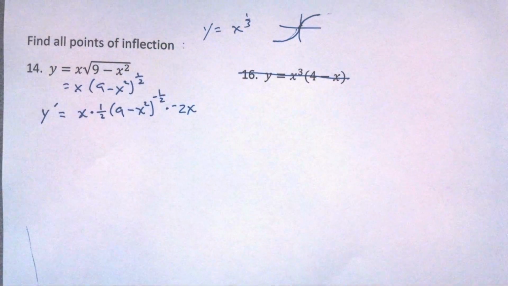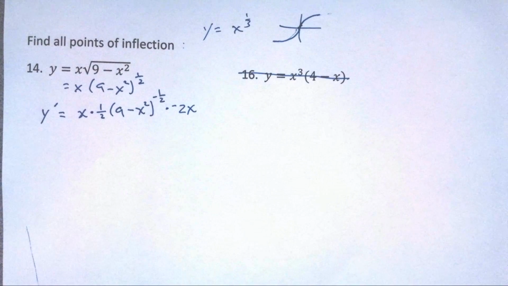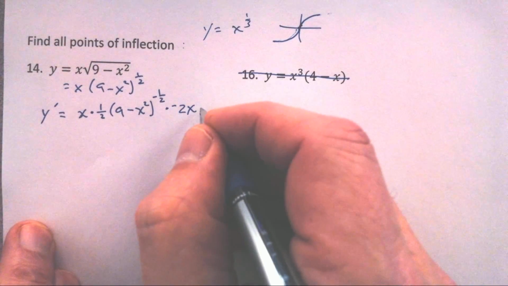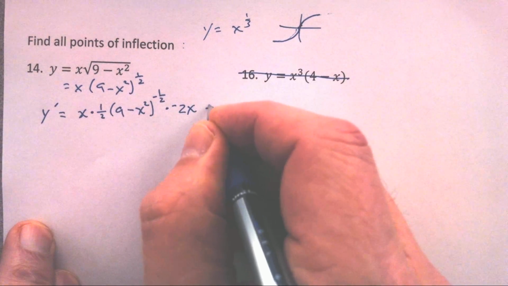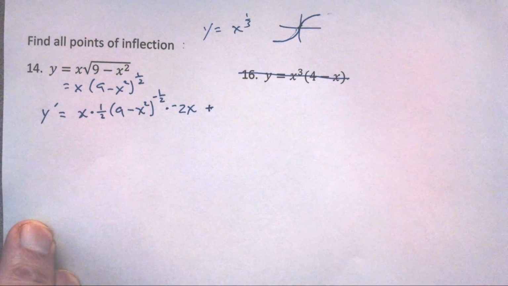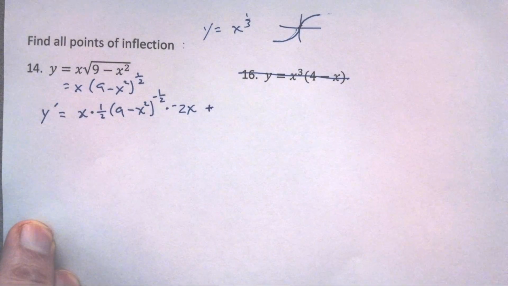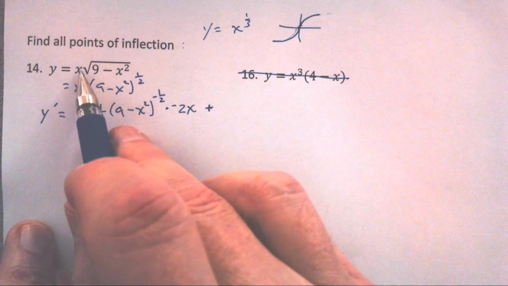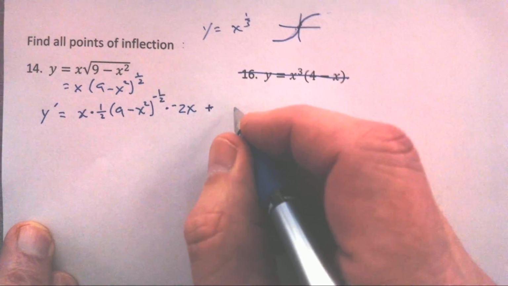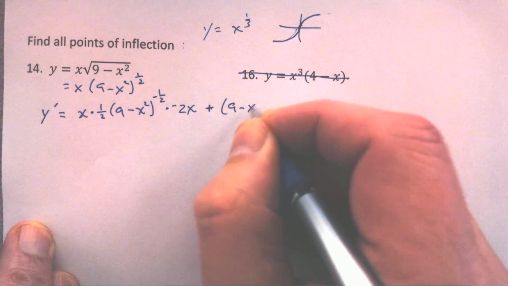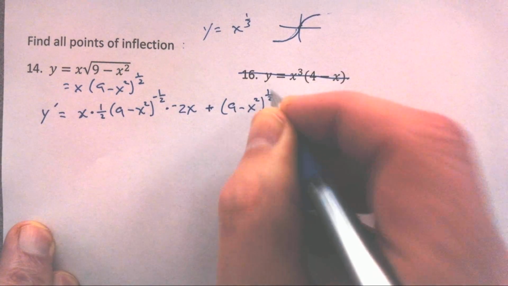And it's so tempting to move on from there, but that's just half of the product rule. There's going to be a plus. I've done it. I'm sure some of you have done it as well. It's easy to forget that second half. So the derivative of the first is 1, times the just plain second, 9 minus x squared to the 1/2.